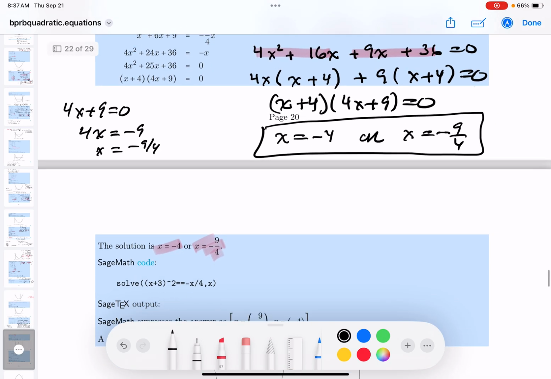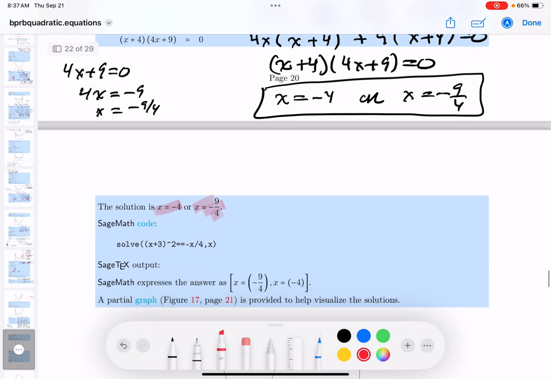I realized I can't remember some of this. I just did something. Let's just check it again. What are we expecting to see? Well, we're expecting to see minus 4. We do see that. Or x equals minus 9/4. All right? Thank you.